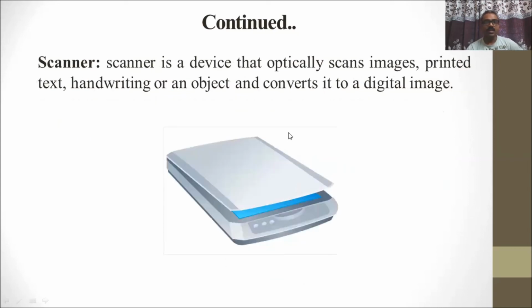Scanner. Scanner is a device that optically scans images, printed text, handwriting, or an object and converts it to a digital image. So here is a scanner image. We can put any hard copy or paper inside the scanner, and the scanner converts that text into a digital form or a soft copy.